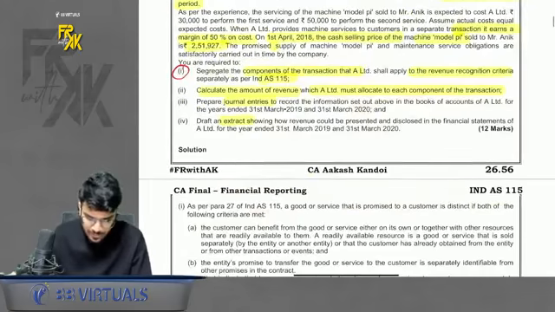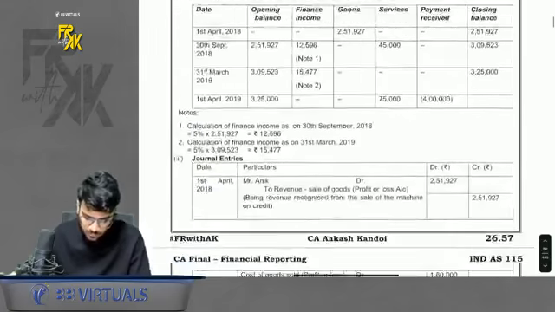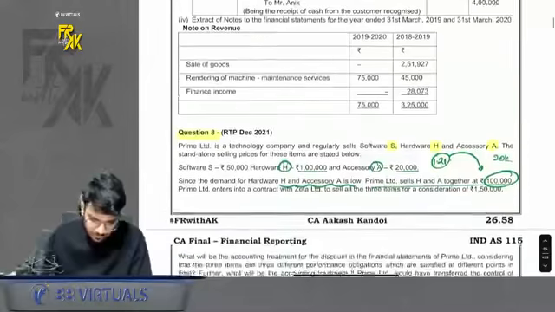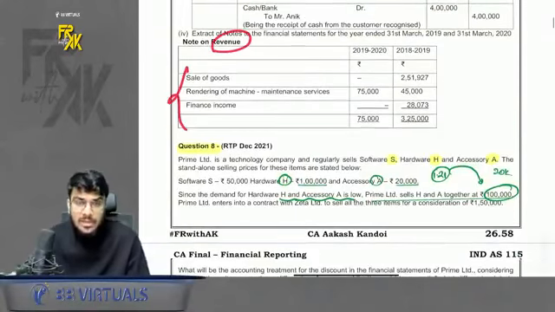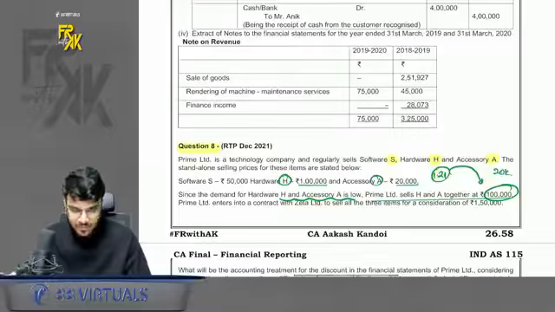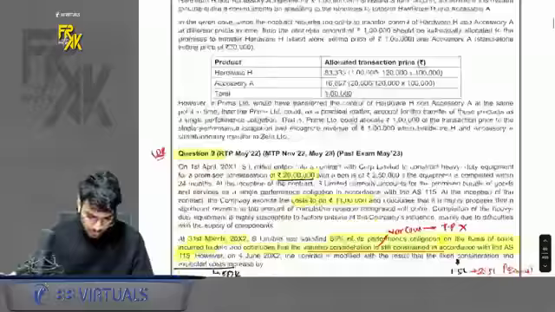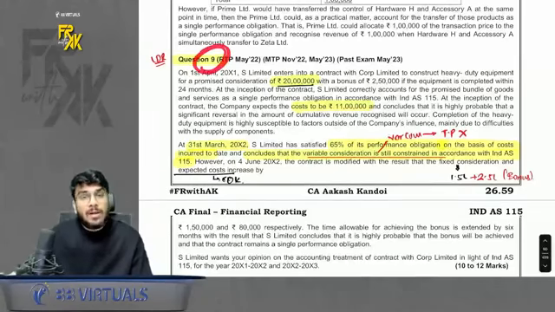Okay. And the fourth part is showing the extract. Extract means showing how much revenue you will book in all the 3 cases. So we already have that extract. In revenue, you will show all these 3 separately: sale of goods, services and finance income. Simple.